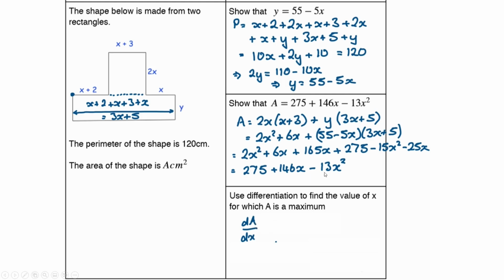So I'm going to differentiate this thing here, which is going to be 146 minus 26x. And the maximum is defined to be where dA/dx, well, I've written dy/dx, but I mean dA/dx, is equal to 0. So in other words, this is equal to 0, which means that x is equal to 73 over 13. Always go back and check the question. Use differentiation to find the value of x for which A is the maximum. I've got the value of x, question done, and that is today done.